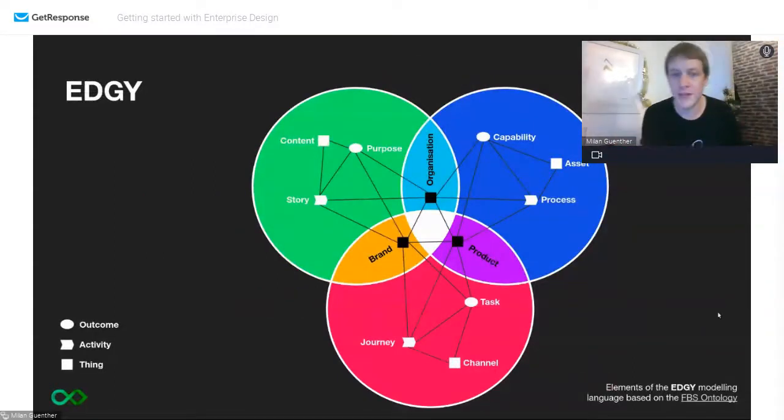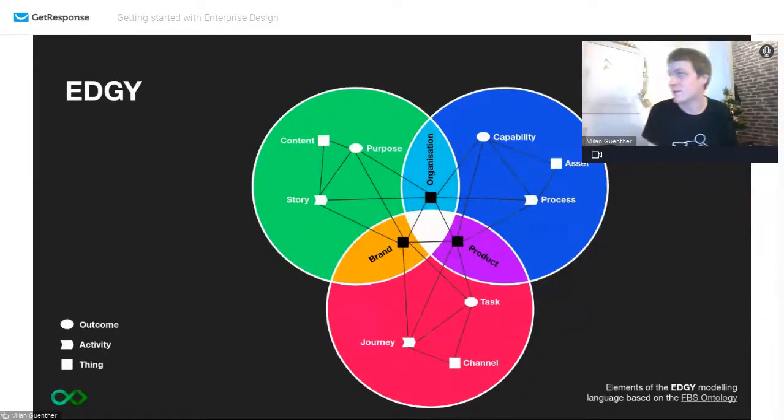This is just a preview of some tools. And if you are interested in those tools, I invite you to join the further webinars in this series. This is, for example, a preview of Edgy. Edgy is the language that we're working on for modeling and mapping enterprises, because we know that mapping and modeling enterprises is different from mapping or modeling buildings or even IT landscapes.